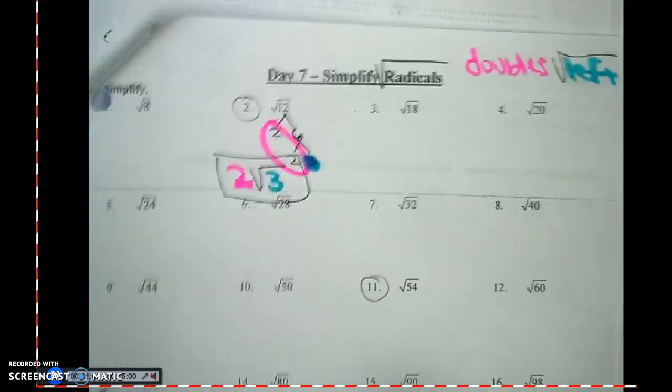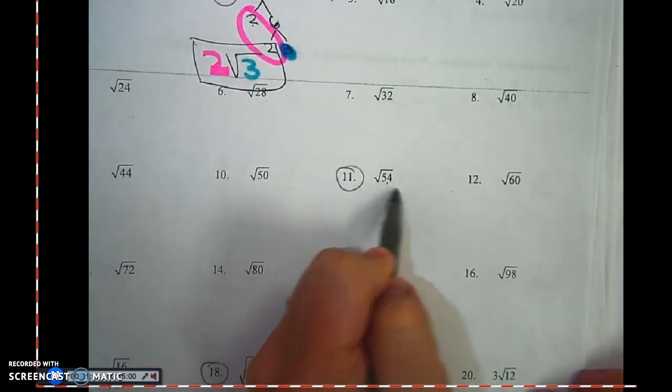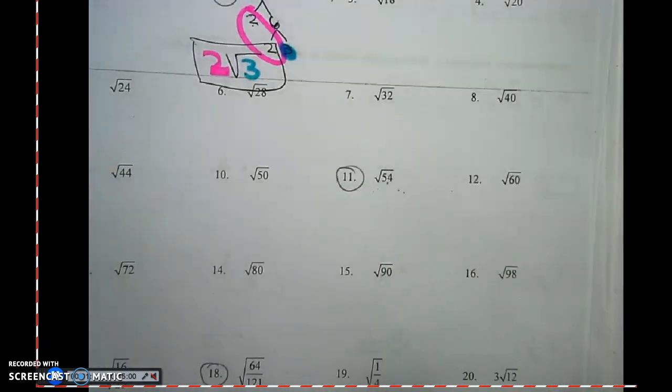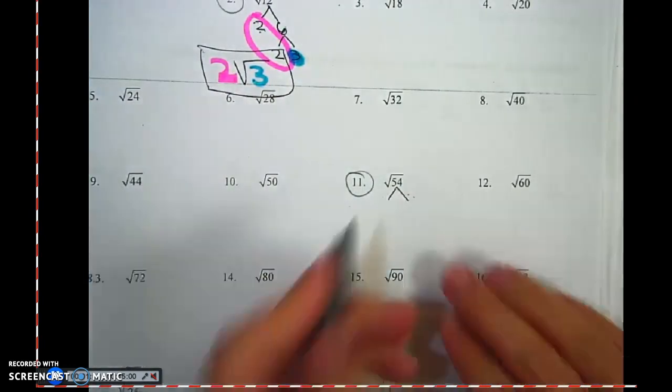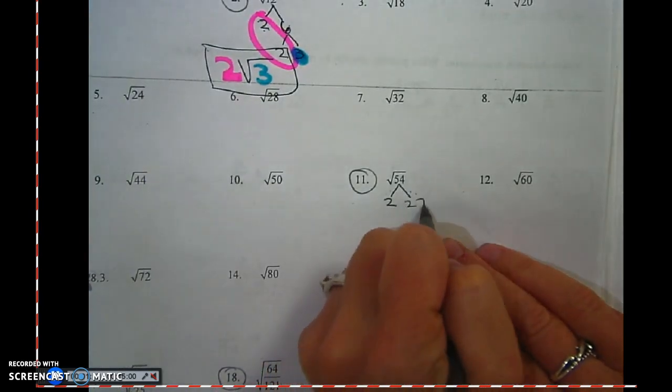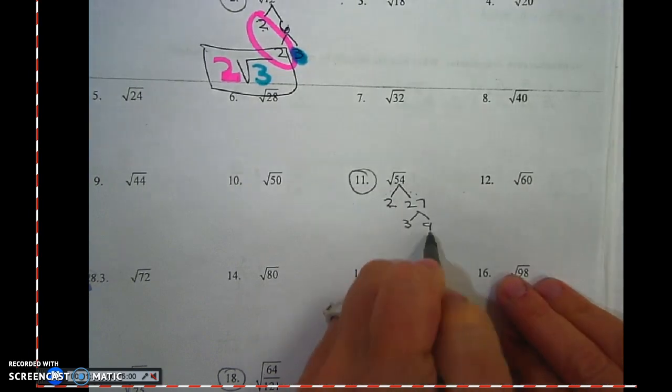Let's try another one. 54. I can do 6 and 9. I can do 2 and 27. I can do whatever I want. I'll do 2 and 27 because most of you will do 6 and 9. 2, 27. I can't keep going. 3 and 9. Can't keep going.